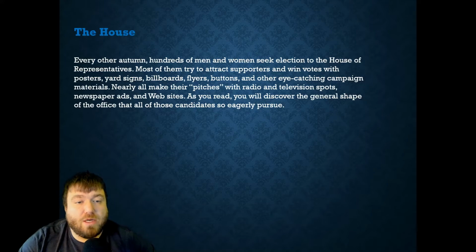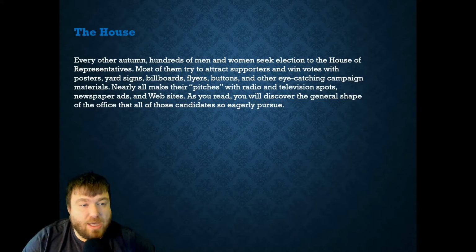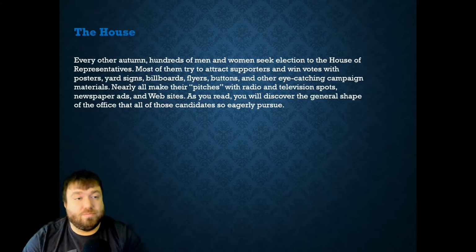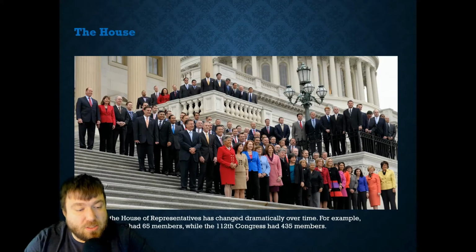Every other autumn, hundreds of men and women seek election to the House of Representatives. Most of them try to attract supporters and win votes with posters, yard signs, billboards, flyers, buttons, and other eye-catching campaign materials. Nearly all make their pitches with radio and television spots, newspaper ads, and websites. As you read, you will discover the general shape of the office that all those candidates so eagerly pursue. So we're going to learn today about some of their responsibilities.